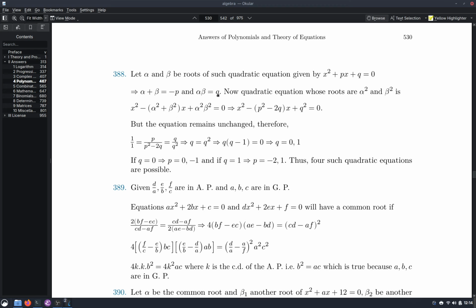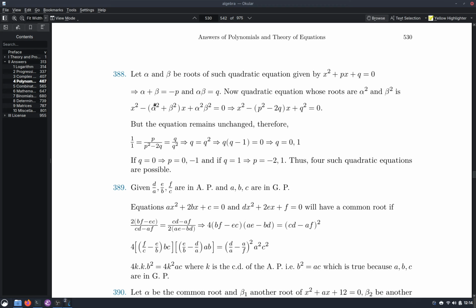So we now find the quadratic equation whose roots are alpha square and beta square. So that is x square minus (alpha square plus beta square) into x plus alpha square beta square. So the new equation would be x square minus (p square minus 2q) into x plus q square.